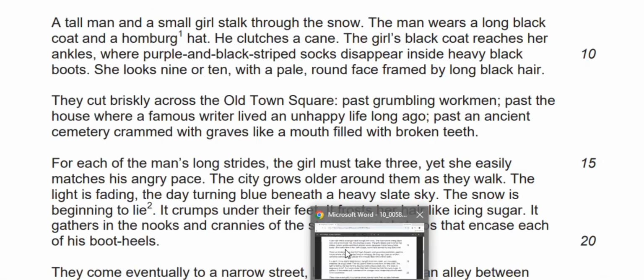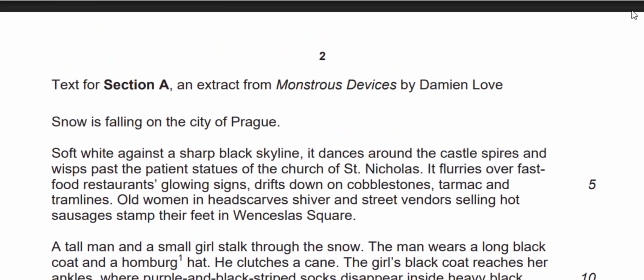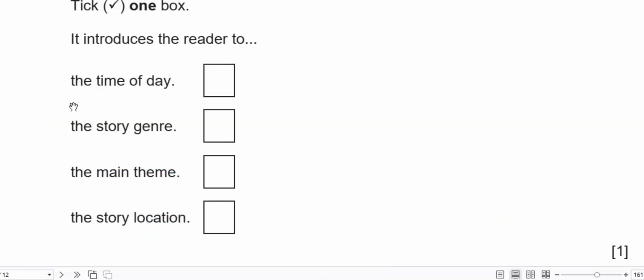So let's check and find out the opening sentence. Where is it? Here we go. The snow is falling on the city of Prague, which means Prague is what? It's a city, so it's a place. So simply, what are we gonna choose? You said it, not me. Is it time of the day? Is city of Prague time? No.